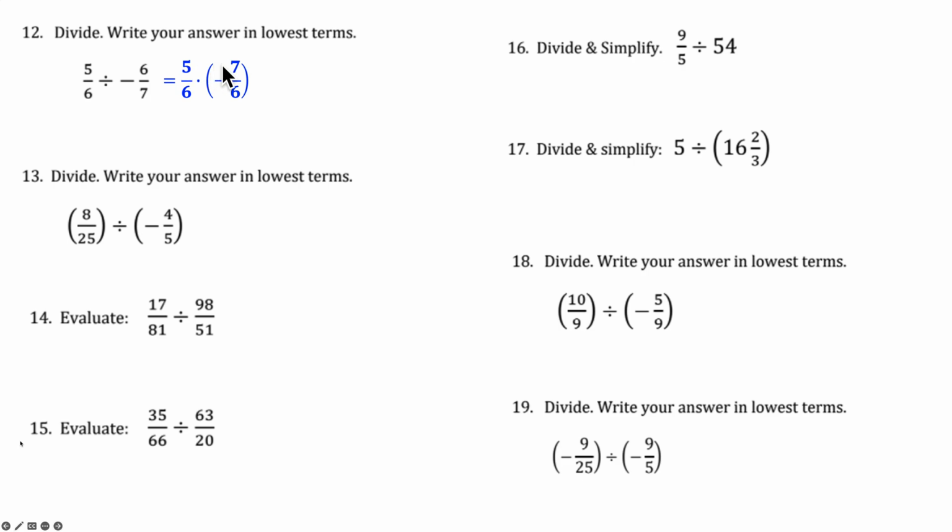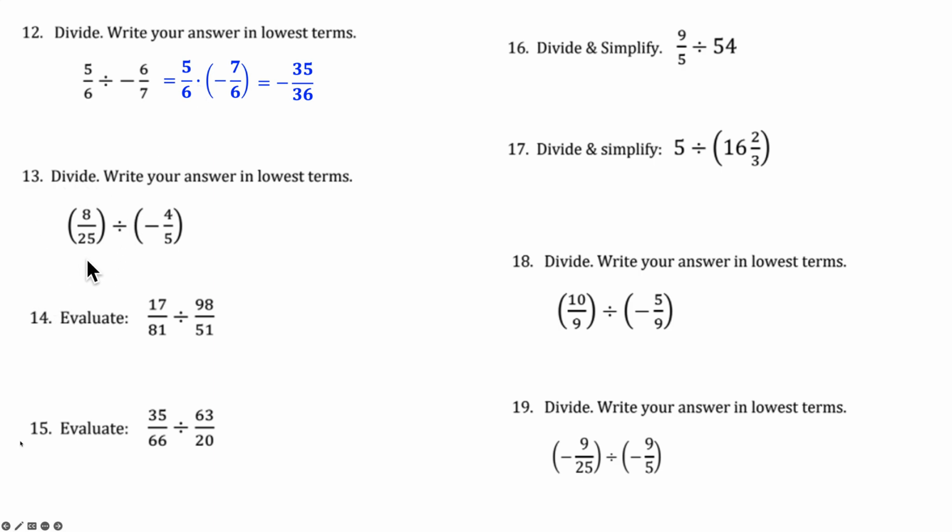I don't see any cancellations here, so 5 times 7, 35. 6 times 6 is 36. They were trying to fool us to see if we would cancel the 6's before we changed it to multiplication. You can only cancel once you have the multiplication symbol.